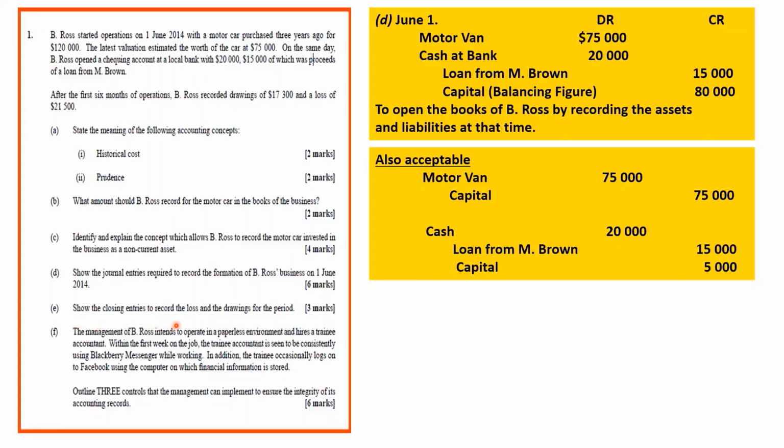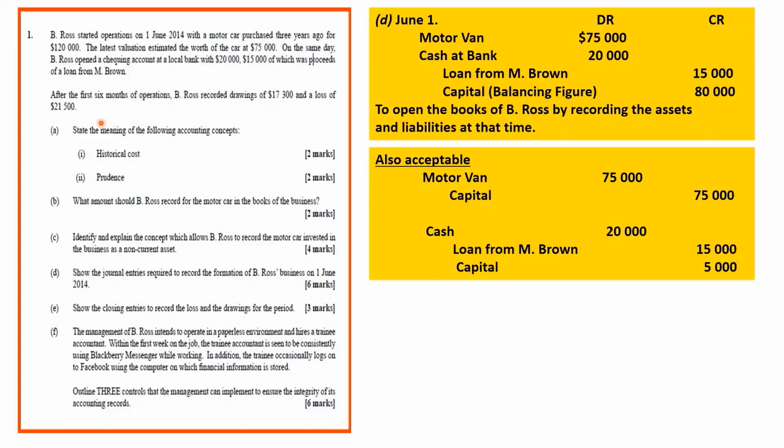Show the closing entries now to record the loss and the drawings for the period. The loss, we are told that the loss for the period is 17,300 and a loss of 21,500. Now, if you don't know how to do a closing entry, you wouldn't know how to do this part. It's just something that you would have learned way back in Form 4, opening and closing entries, right?